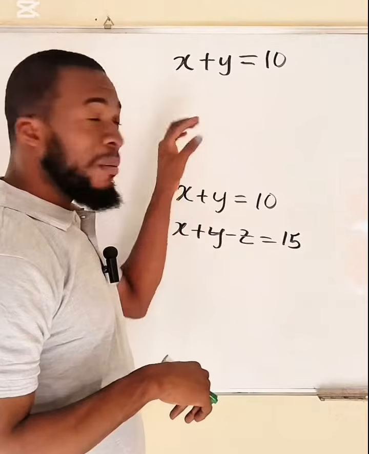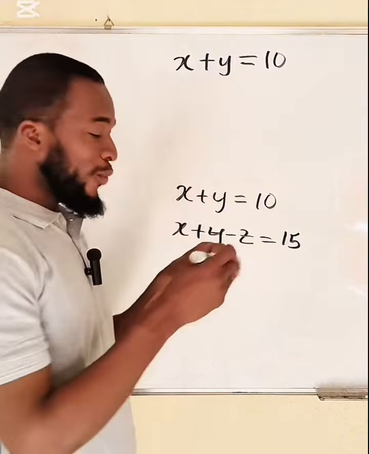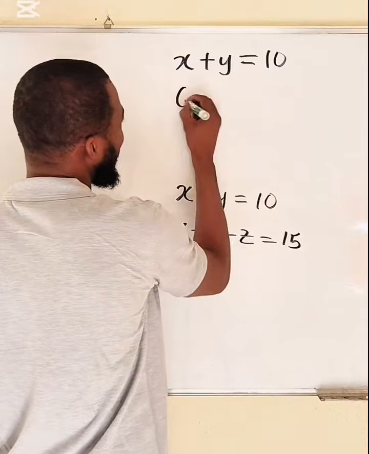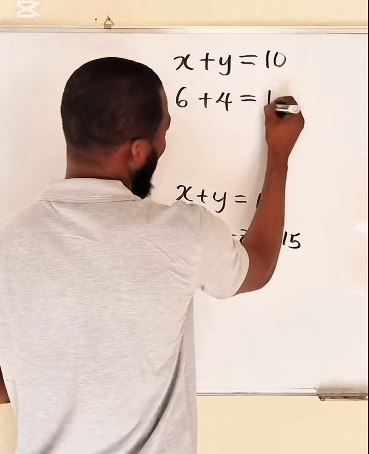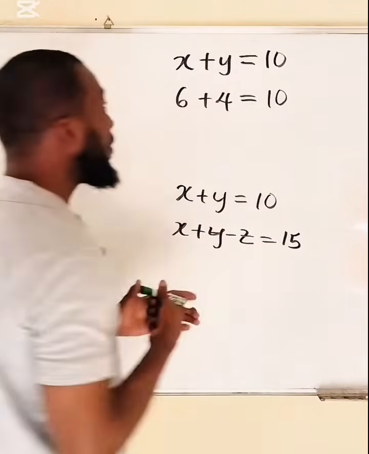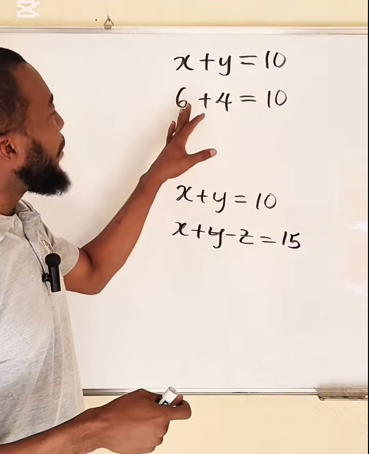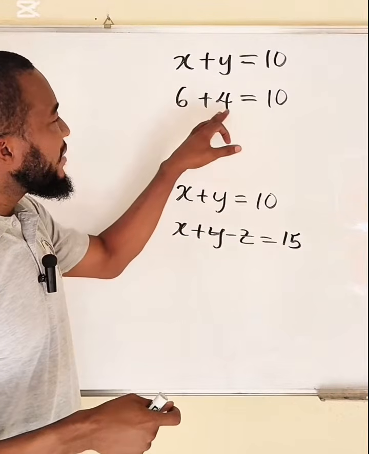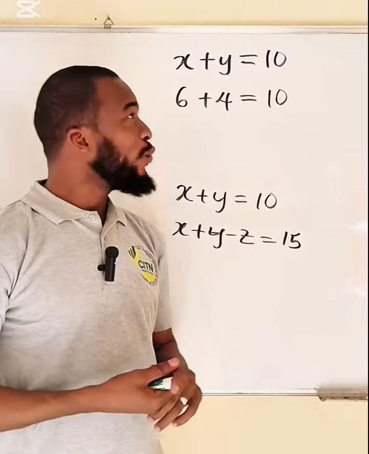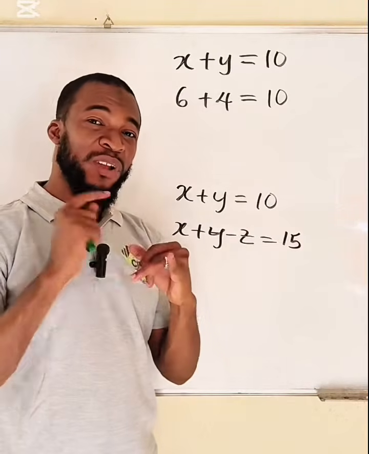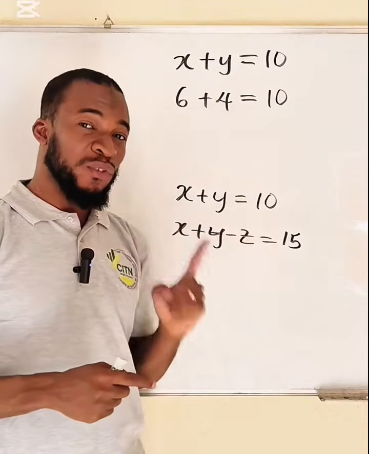But this time around, remember we started with x equal to 6, right? And the number here was 4. So let me just write it. 6 plus 4 equals 10. We have no problem with this. But is 6 and 4 the only solution to this problem? No. It is only when a linear equation contains one unknown variable that you will determine a single solution.